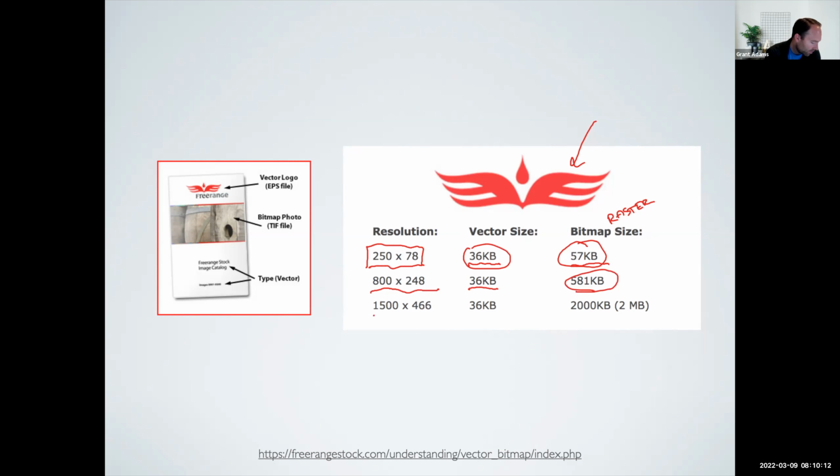What if we bump it up to the next level here? Look at that. It goes all the way up to 2 MB versus the same file each time. So the size doesn't change in a vector graphic. It's consistent. You can make it as large or as small as you want. So on this image over here on the right, the logo is vector graphics, the type is vector graphics, and the photograph is raster.